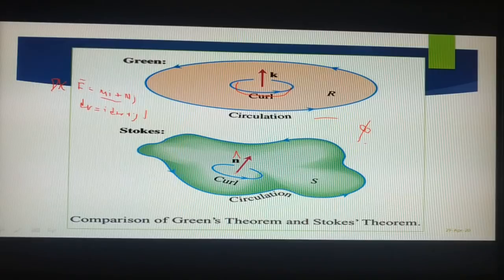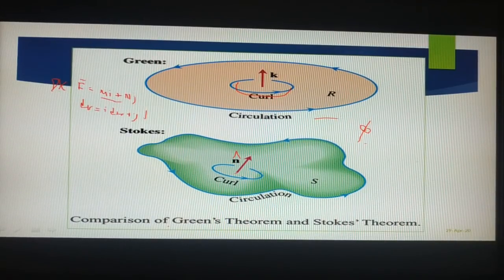So anyway, in both cases, what we are finding is the length of this boundary, isn't it? Integral c f bar dot dr. The left hand side will not change. For both Green's theorem and Stokes theorem, the left hand side we will find as usual. When it comes to the right hand side, in Green's theorem we are applying it for two dimensions. Here in Stokes theorem we are applying it for three dimensions. That is the only difference.